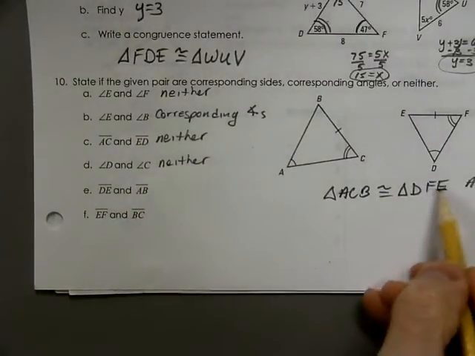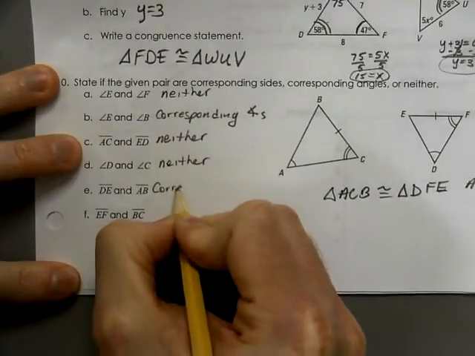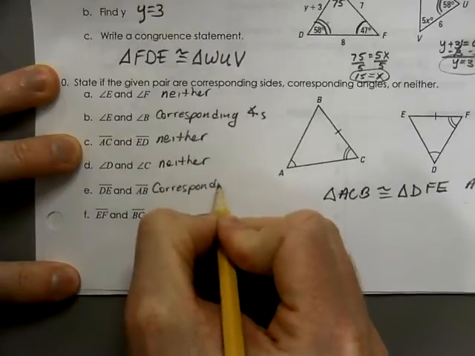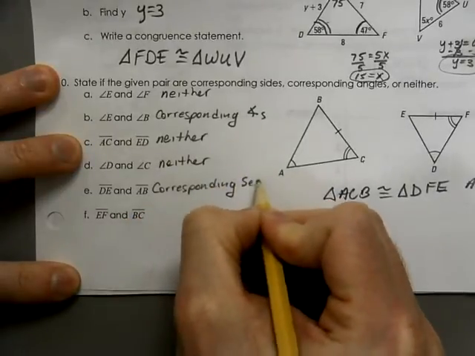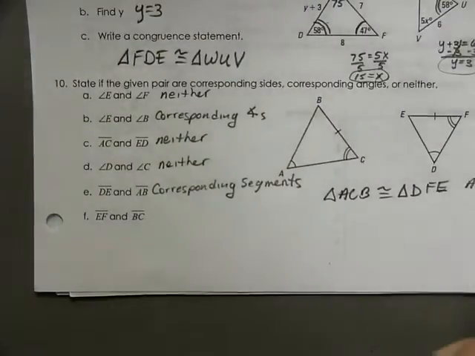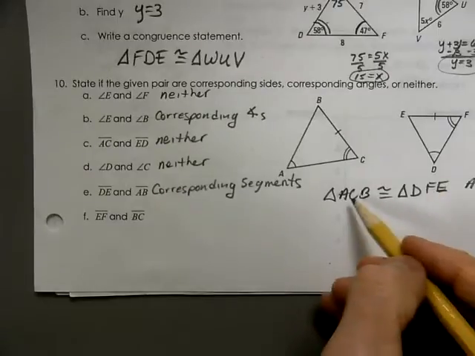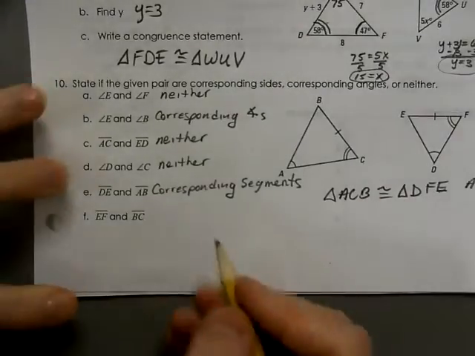DE are the first and last, AB are the first and last. So those are corresponding sides or corresponding segments. EF is the first and last, BC is the first and last.